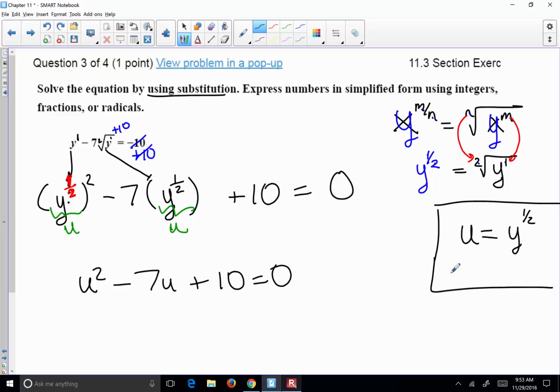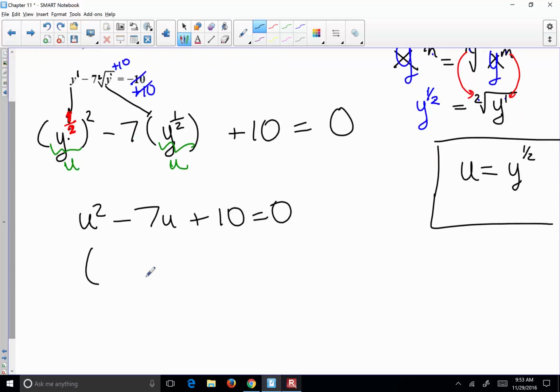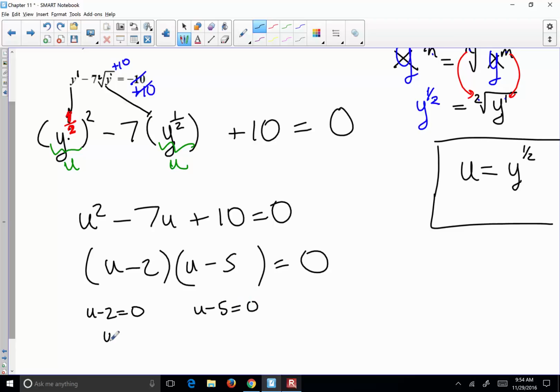Alright, what is next? Before trying the quadratic formula, I always try to factor this. Can I factor it? What are the two factors? Set them equal to 0. Solve.